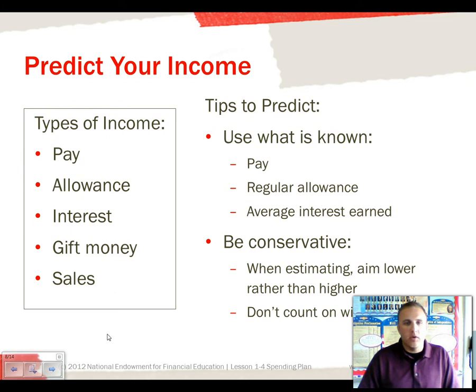And then don't count on windfalls. Don't count on winning the lottery. Don't count on working overtime a given week. Don't count on babysitting for an extra hour at the job you have. Count your regular income. Count the regular amount of time in the regular job that you do on a given basis.